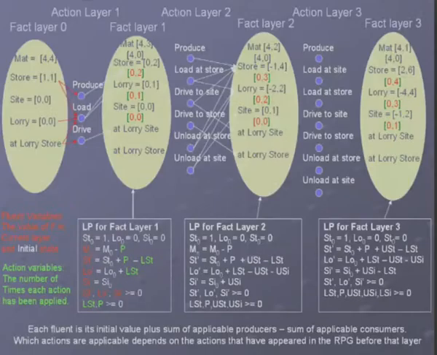So we go back to our LP for fact layer 1. We say, right, this is your LP. These are your constraints. Maximize the value of M prime. And then it tells us, well, the maximum value of M prime is 4, because you just set P to 0.